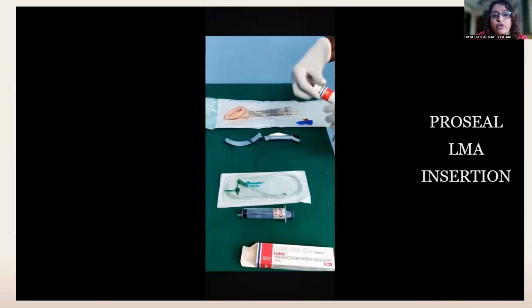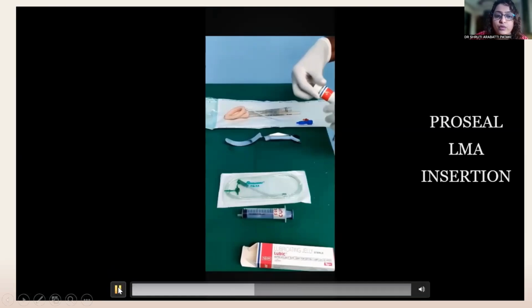Maybe you might have to use a few maneuvers to troubleshoot the placement. But in cases of cervical spine immobility or cervical spine injury query, you don't want to move the spine, you can insert the LMA in a neutral position as well. This is the ProSeal, and you can see that there is an introducer there. We'll take a look at this and then move to the others.